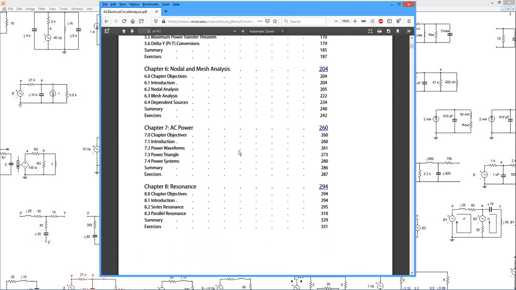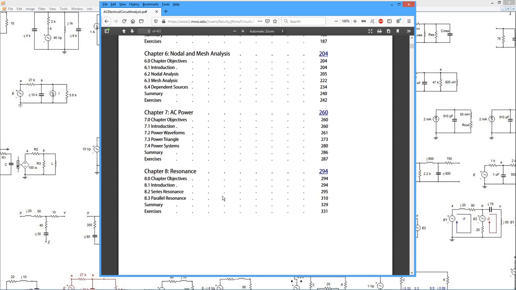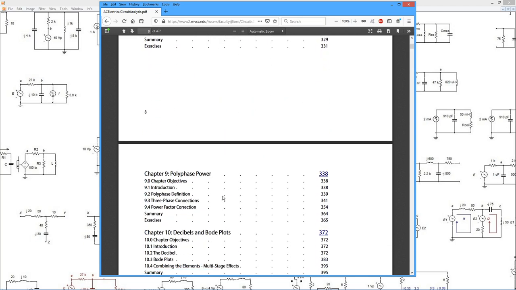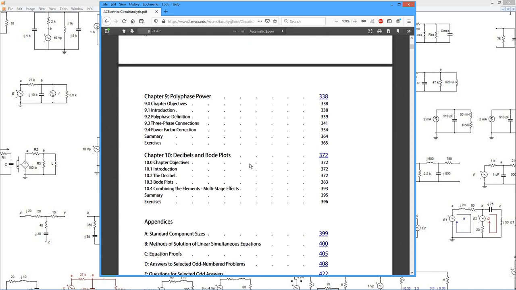We then look at nodal and mesh analysis, and it will be handy if you have a calculator that'll do simultaneous equation solutions with complex coefficients. We move on to AC power, looking at power triangle, things like power factor correction. And then we move into resonance, series and parallel resonance, polyphase power, three-phase power, basically. And the text finishes off with decibels and Bode plots.